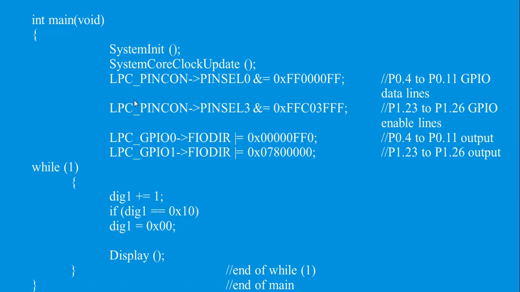Then after that, we have to configure the required pins as general purpose input output pins. As we identified, pin 4 to pin 11 of port 0, and pin 23 to pin 26 of port 1 are required. So those pins are going to be configured as general purpose input output pins with the help of the pin selection 0 register and pin selection 3 register.